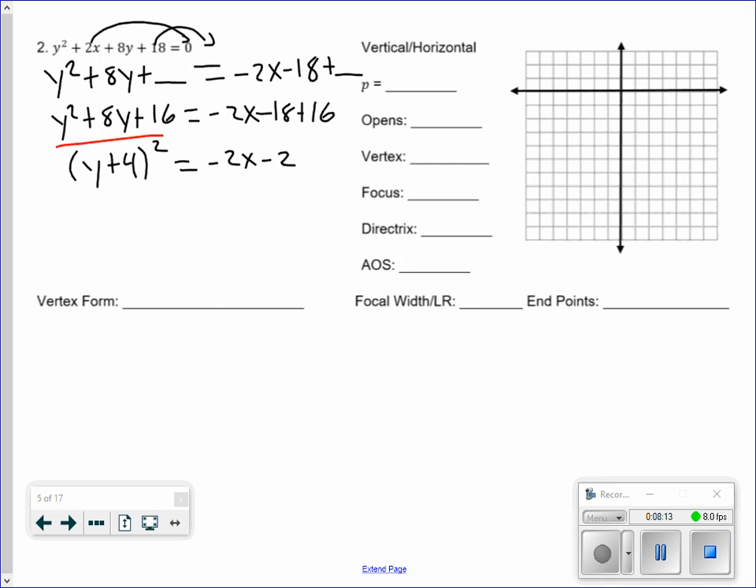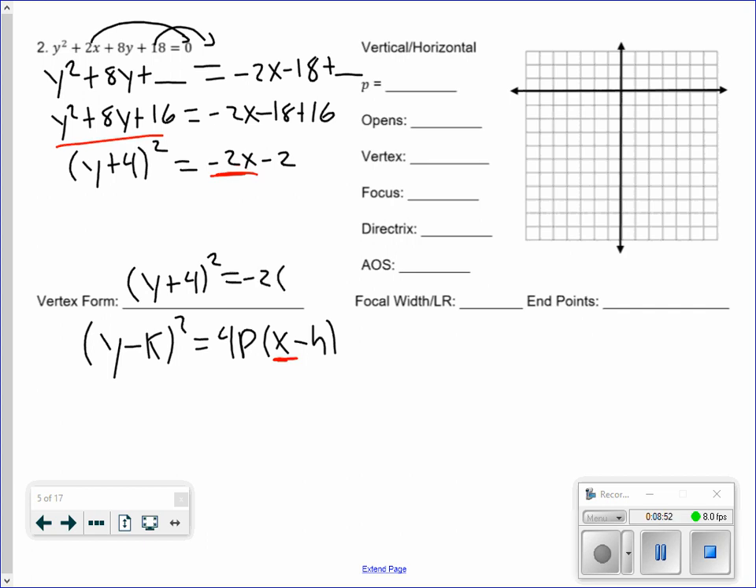And then I'm going to factor out that negative 2 because, again, we're in the form (y minus k) all squared equals 4p multiplied by (x minus h). There we go. That's the form we're in. And same thing as before, I don't want a coefficient in front of the x. So I don't want that negative 2 in front of the x value. So I'm going to factor it out. And when I do, I get (y plus 4) all squared equals negative 2 times (x plus 1).